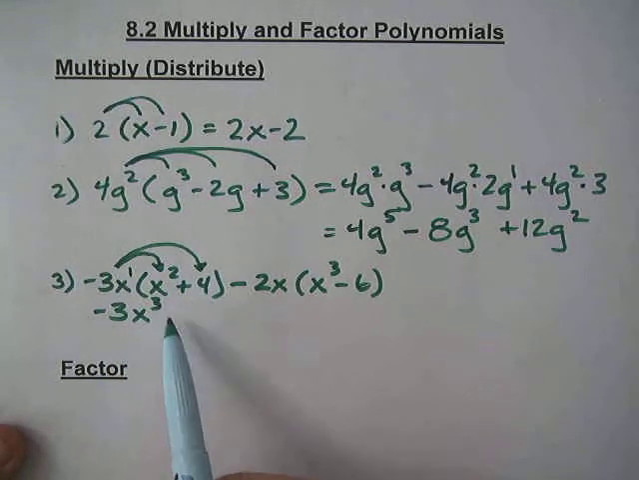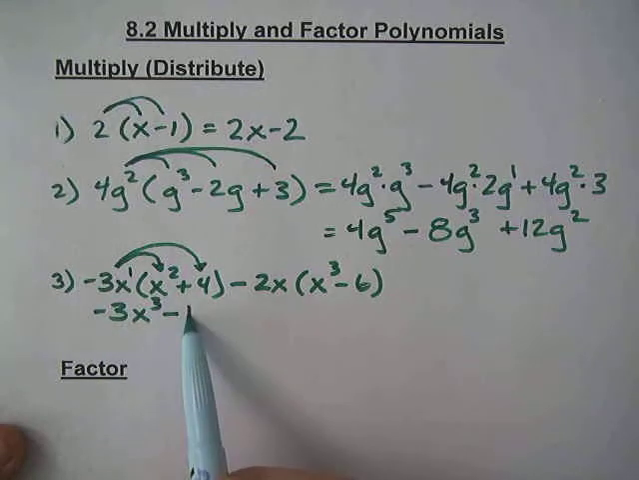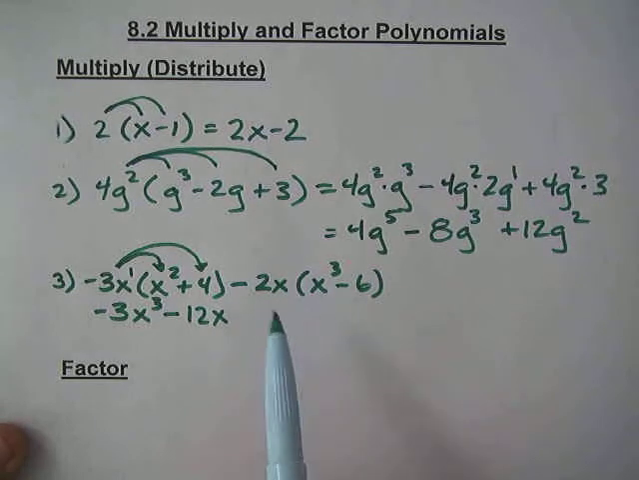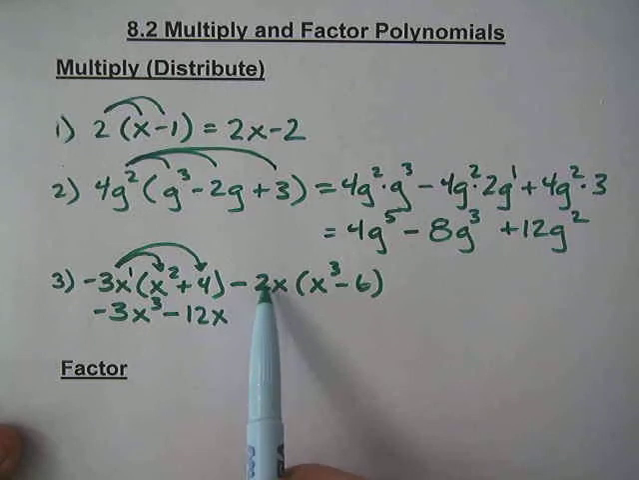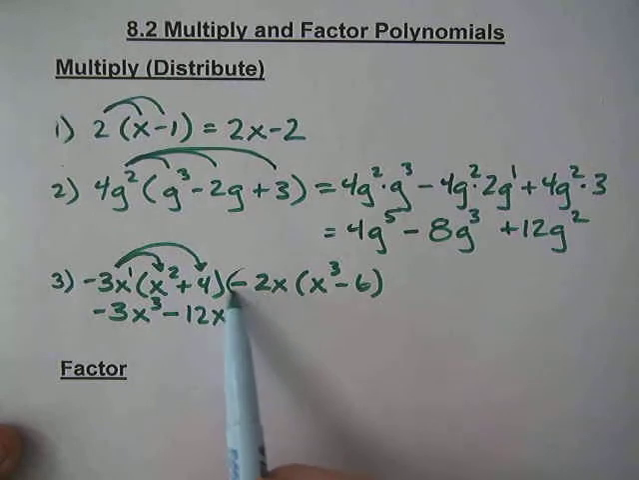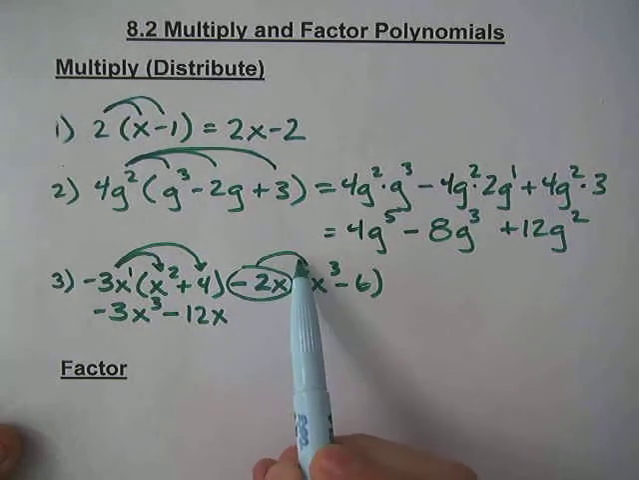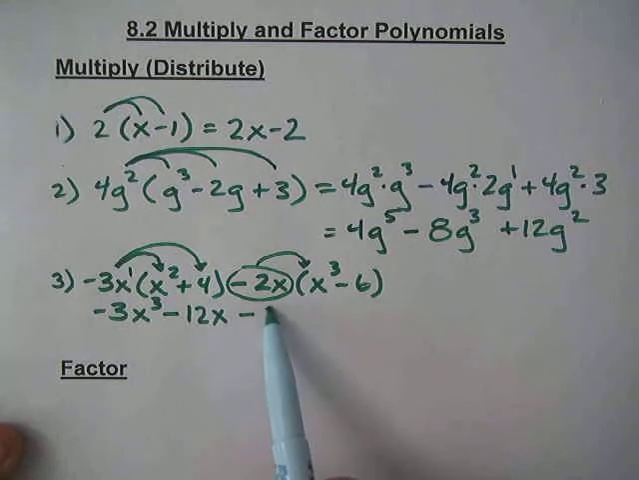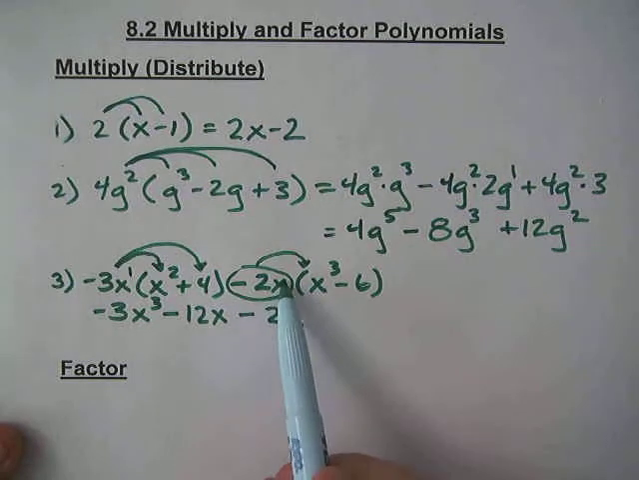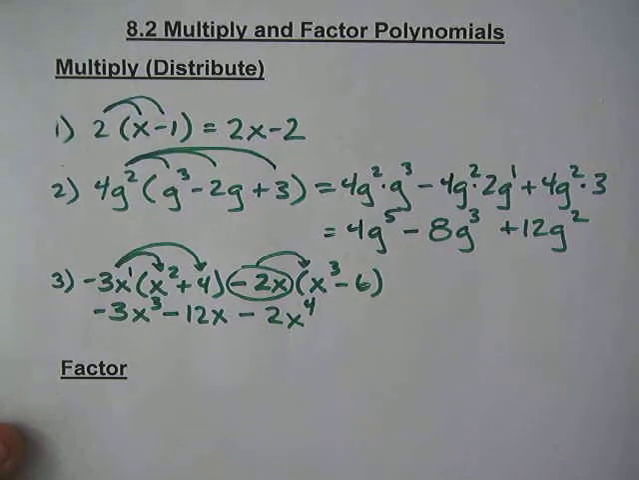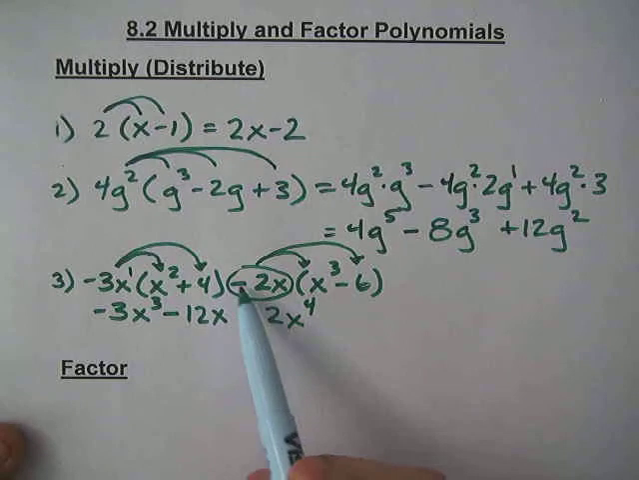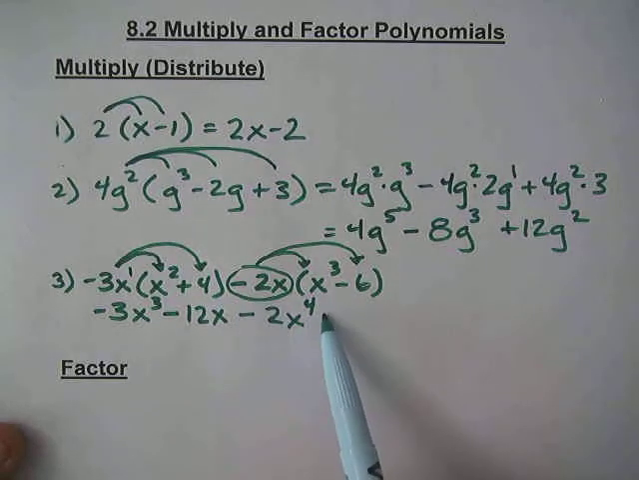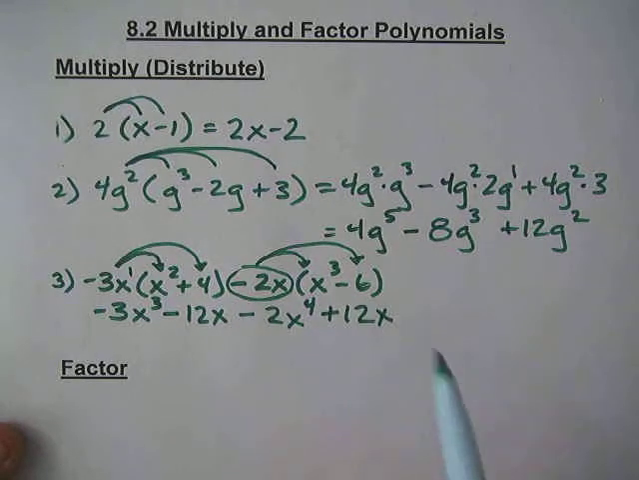Then multiply here. So it's negative 3 and 4 is negative 12x. Now over here, remember, you have to not just look at this, but you have to look at this also. This is not just a 2x. It's actually a negative 2x that you're going to distribute. So it's negative 2x, now remember, add the exponents, to the fourth. And then distribute again. Negative 2x times negative 6 is positive 12x.